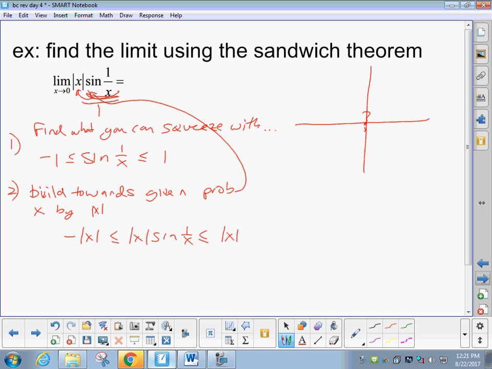Positive absolute value of x. Read? All right. Now the question is, this is kind of a notation thing. The question isn't what is the function everywhere. It's specifically the limit as x goes to 0.